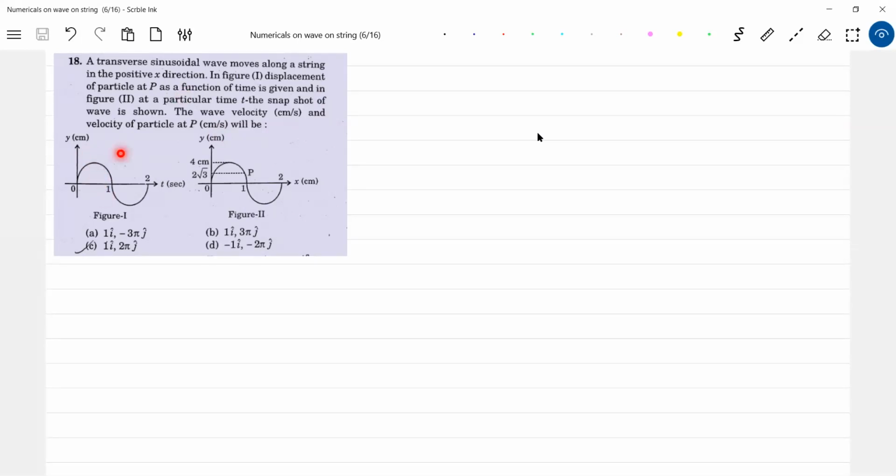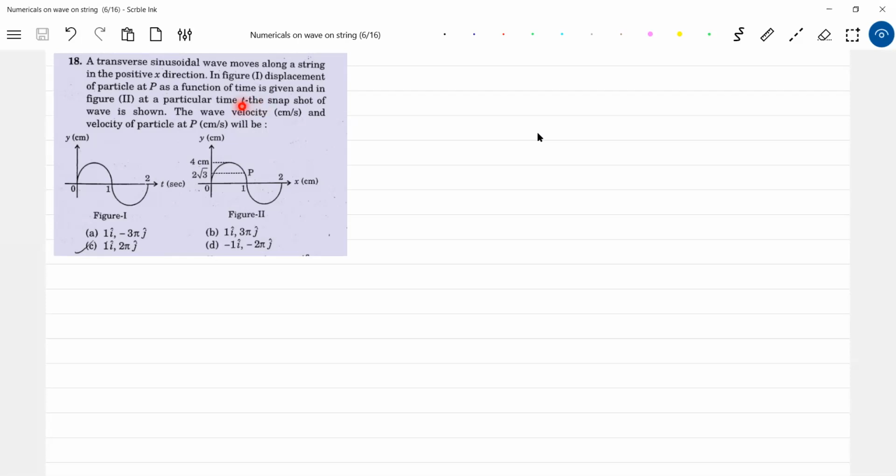Of one point on a rope or on a string, how its y displacement varies with time is what this yt graph of a point, of a particle at P, shows. The displacement of this point P with time, how it will vary as it executes SHM, is given by this. What about the yx graph of several points at a given time?